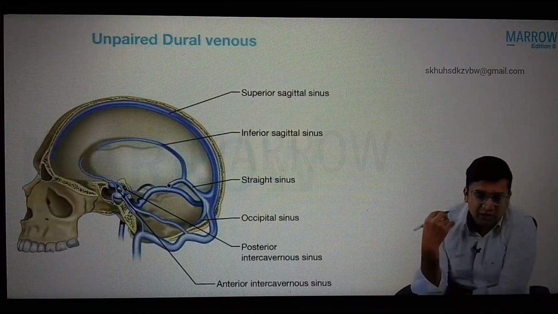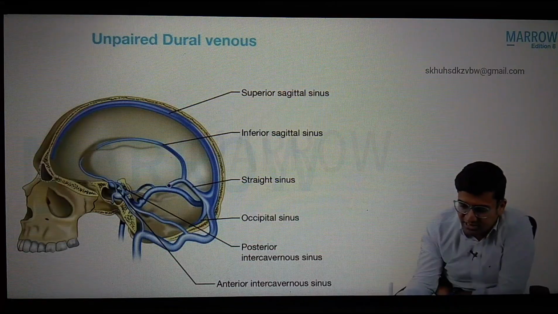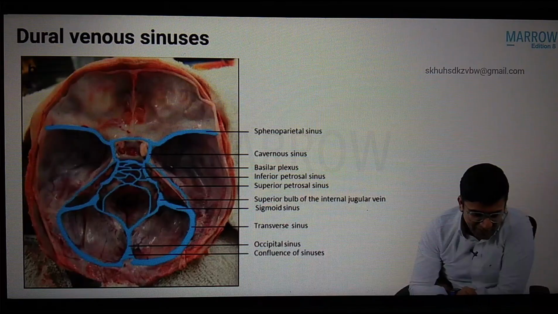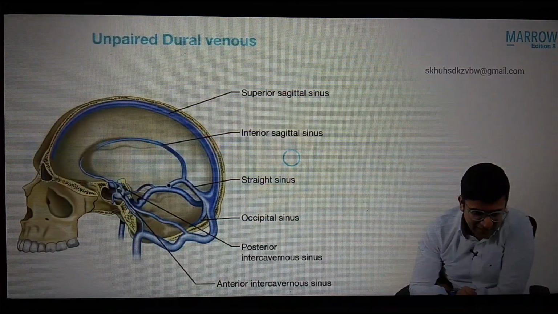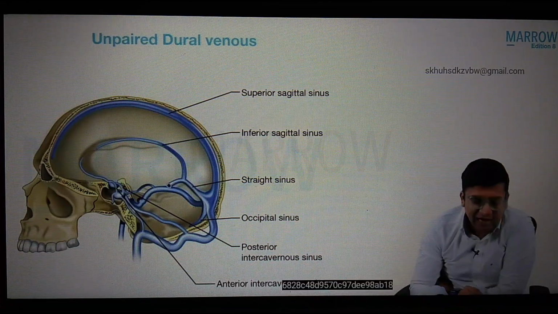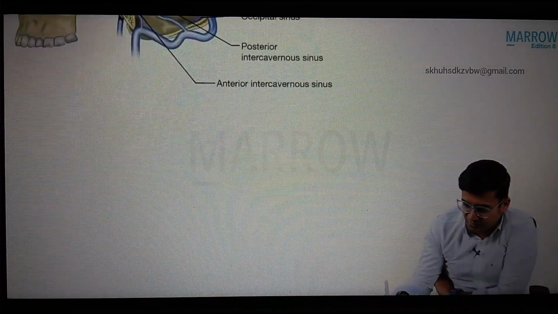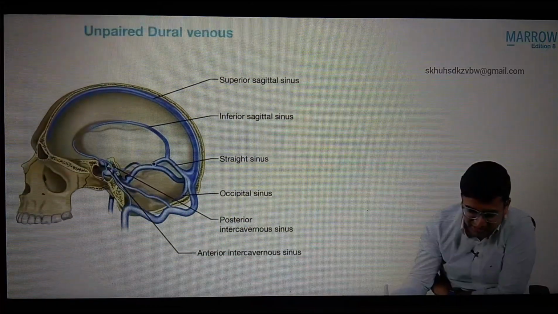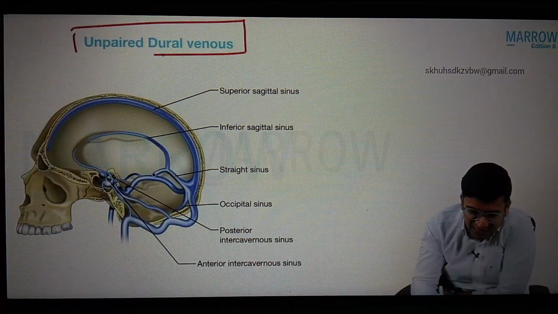Okay, right. Now we're going to start the discussion about the dural venous sinus. Dural venous sinus definition we already know. So now we have the paired and the unpaired dural venous sinus. Okay, so we have paired and the unpaired venous sinus. In the diagram, yes, we are seeing the unpaired venous sinus.